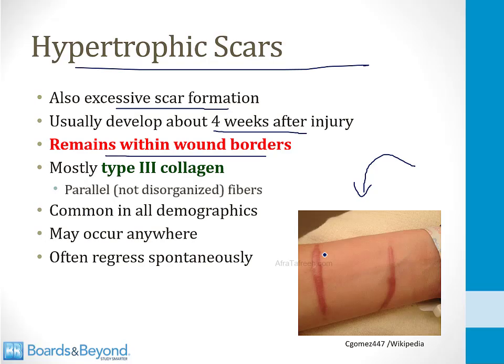Therefore, it's called hypertrophic. Important to know that histologically, these types of scars contain mostly type 3 collagen. In contrast to keloids, however, the collagen fibers remain parallel with the epithelium. They are not disorganized the way keloid collagen fibers are. Also, in contrast to keloids, these are common in all demographics. There's no specific demographic. These can occur anywhere on the body, and they often regress spontaneously. In terms of cosmetics, these are usually less of a problem than keloids.